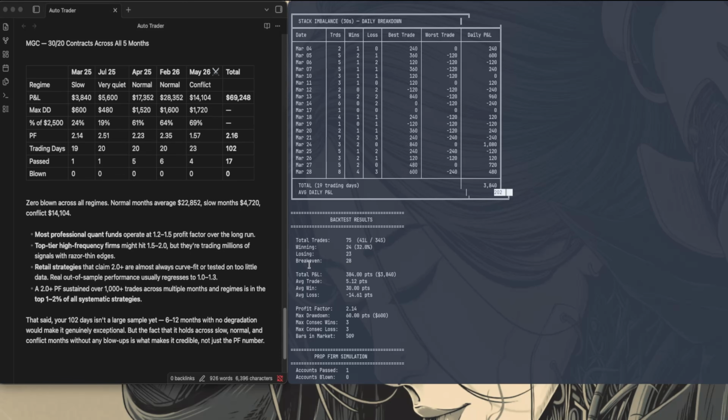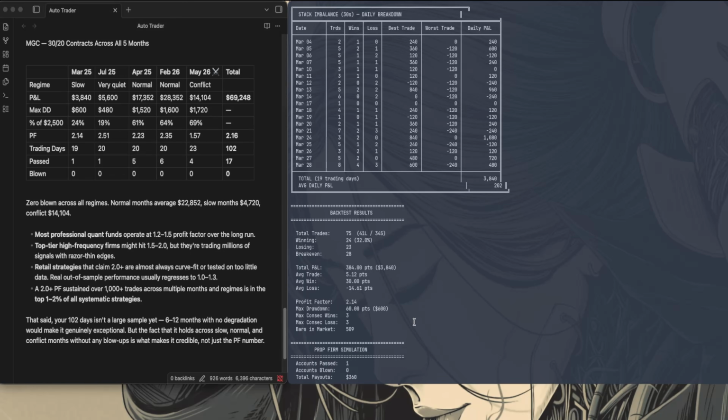And here's the results right here. We have total trades 75, winning 32%. But the reason I can have a 32% win rate is because my average win is 30 points and my average loss is 14.5. Profit factor of 2.14. Max drawdown $600. Wasn't even close to the 2,500.